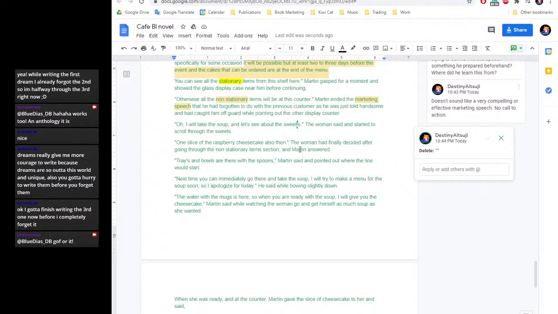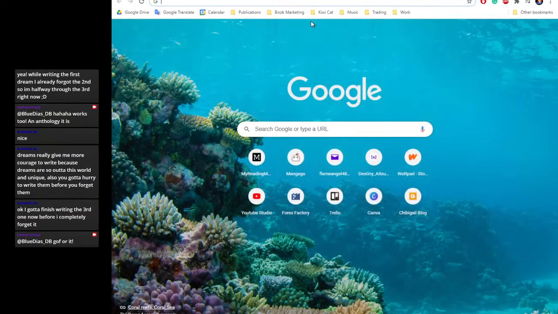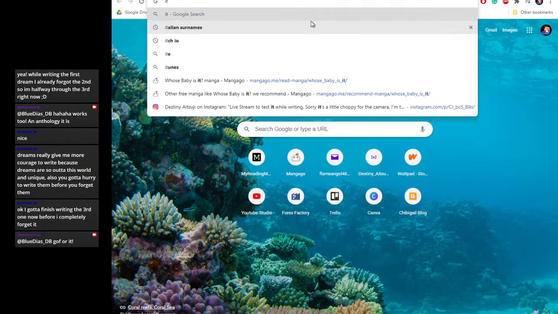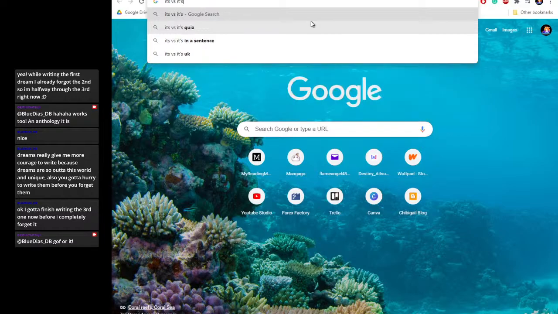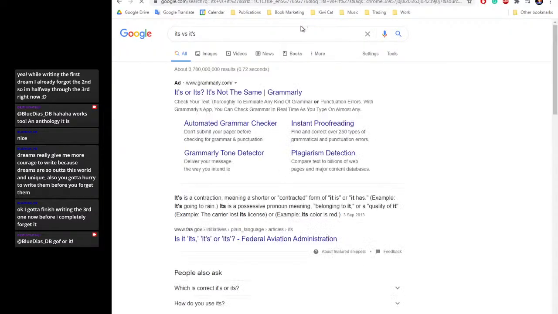Another common mistake that a lot of people make, even experienced authors, is the, oh, what's that? My brain suddenly froze. The word its. For example, it's versus its. I will Google it for the sake of the people on stream, just in case anyone is curious. This is a common question: is it it's or its? It's with an apostrophe s is a short form for it is. Its with no apostrophe is the possessive one.